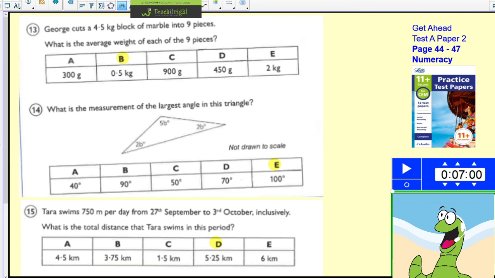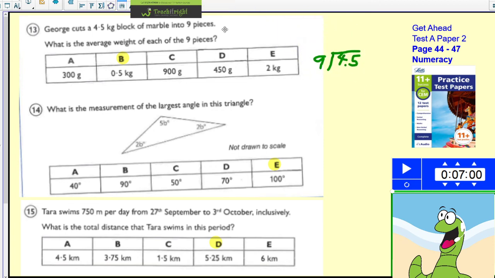Okay, guys, 2 more pages, nearly there. George cuts a 4.5 kilogram block of marble into 9. What's the weight of one of those pieces? Well, that's going to be 4.5 divided by 9. Let's set up a bus stop. Need a bit more room.